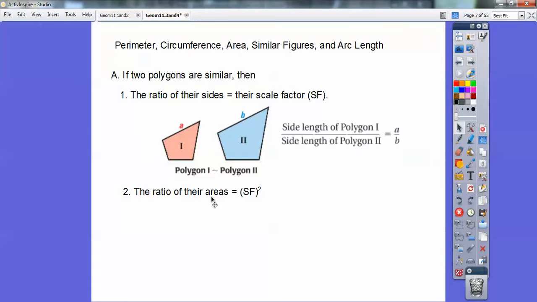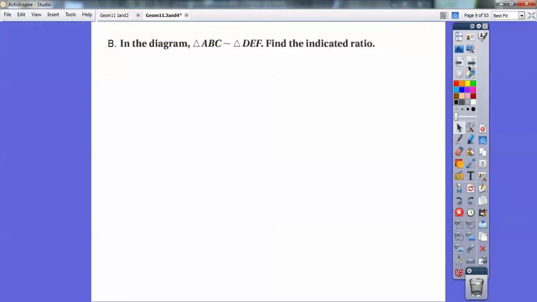How I remember that is area is always in square units, so it's going to be scale factor squared. So the area of the first polygon over the area of the second polygon is just the scale factor squared. You just square A over B. Easy enough. Now in this diagram, find the indicated ratio.